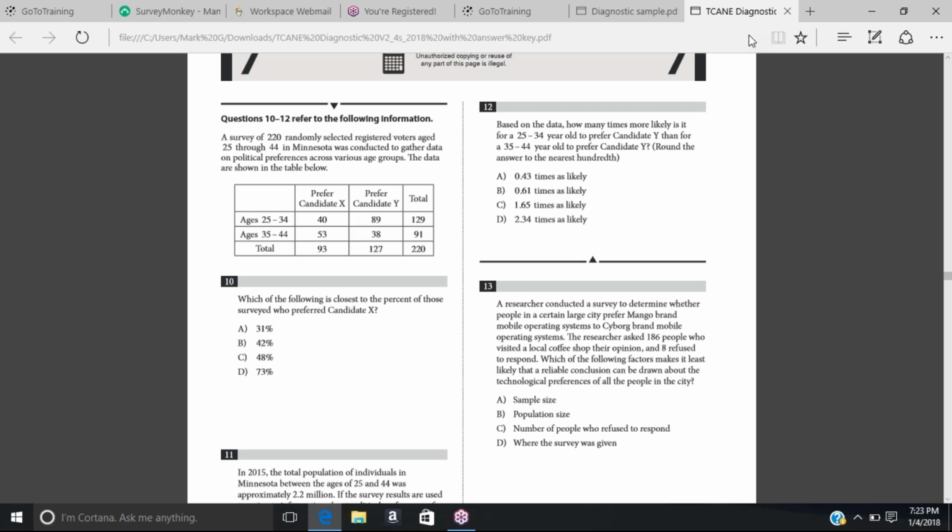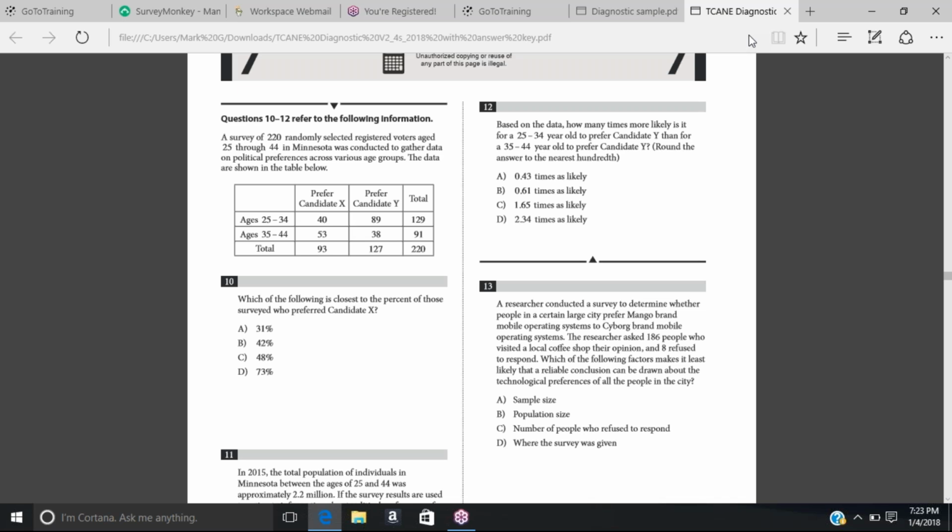Now we deal with the questions. Number 10 says, which is the closest to the percent of those who preferred Hillary? Now be careful in the numbers that you pick. This is all those. They're combining the top line and the middle line. So the number that we want is the bottom line, 93, out of the total on the bottom line, 220. 93 out of 220 is about 42%. B is the right answer.